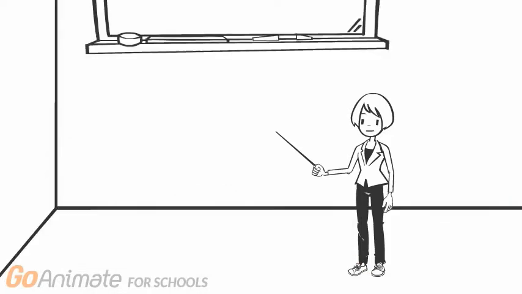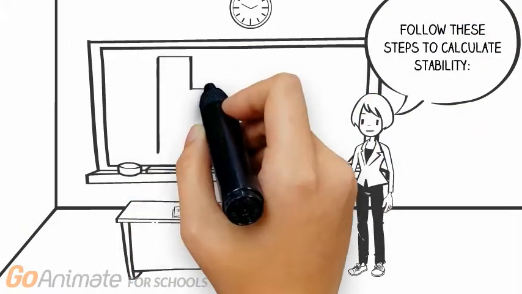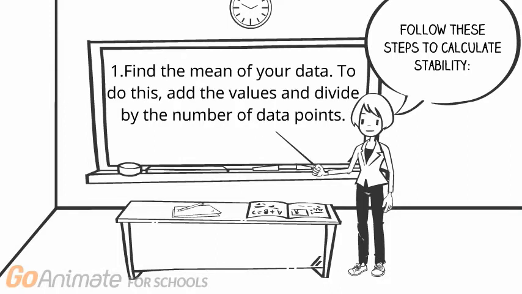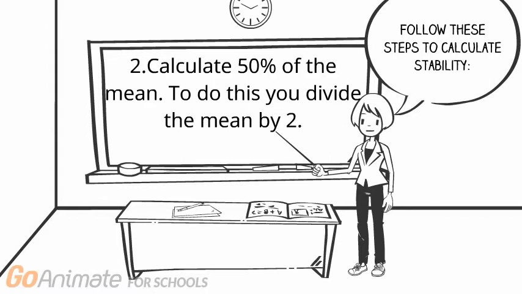We can follow these steps to calculate stability. First, find the mean of your data. To do this, add the values and divide by the number of data points. Next, calculate 50% of the mean. To do this, you divide the mean by 2.